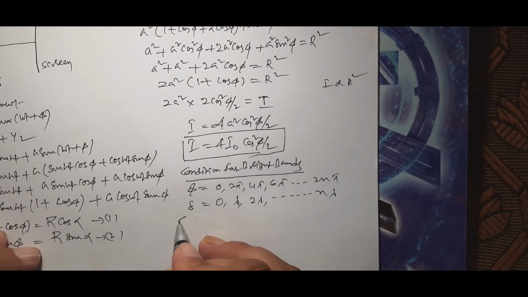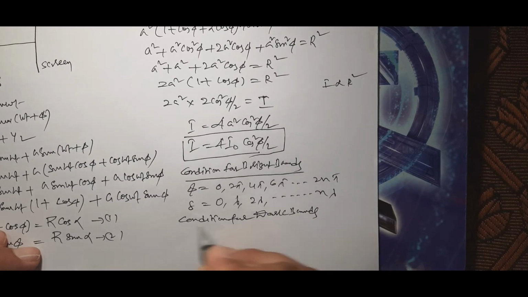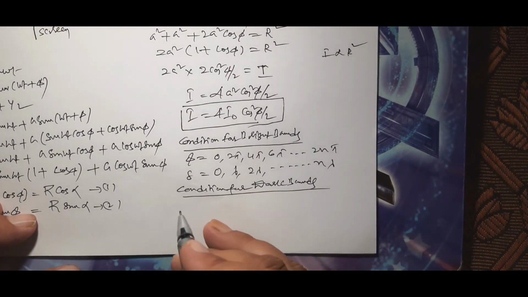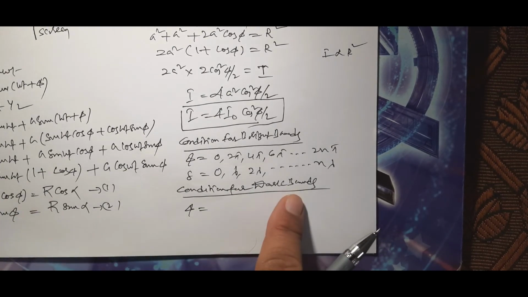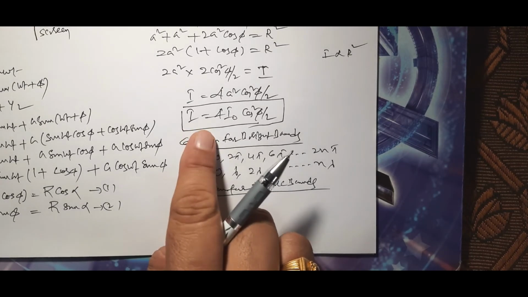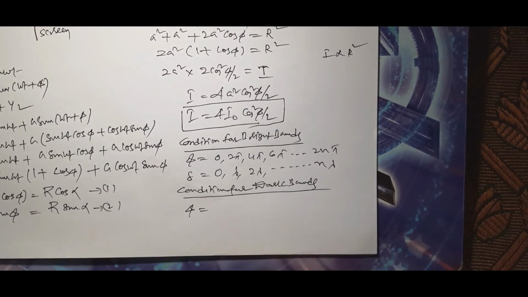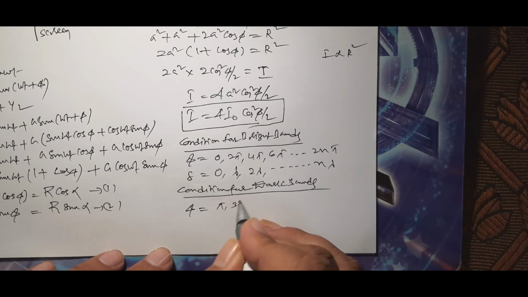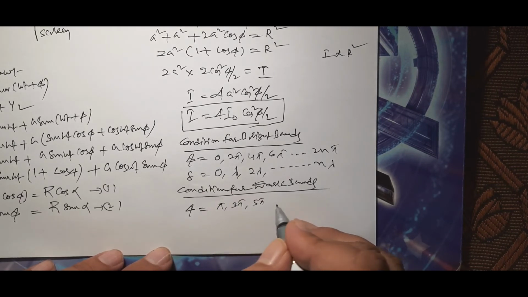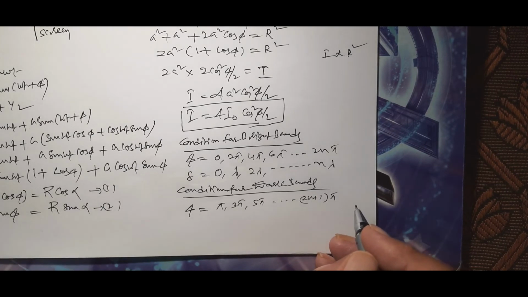Now we are going to discuss the condition for dark bands. For dark bands, the resultant intensity at point P should be 0. Such values are φ = π, 3π, 5π, and so on, that is (2n + 1)π.